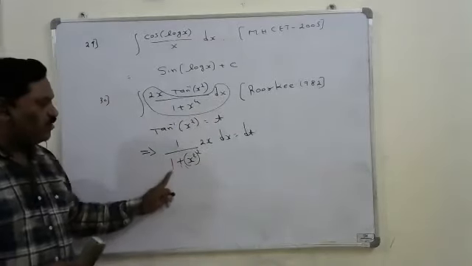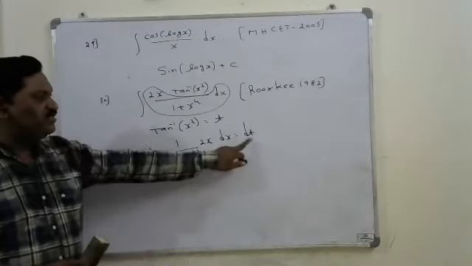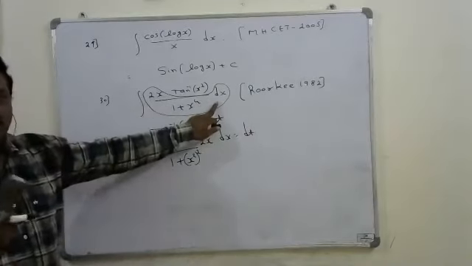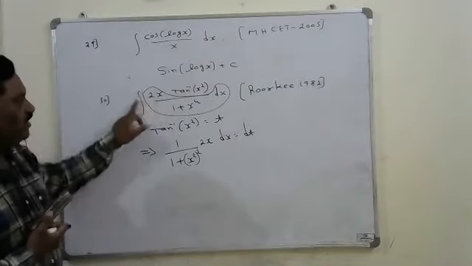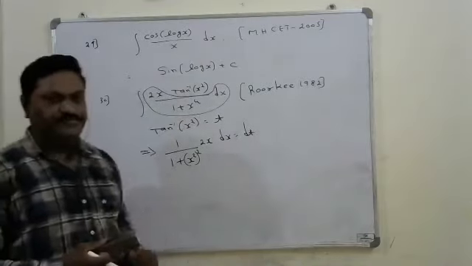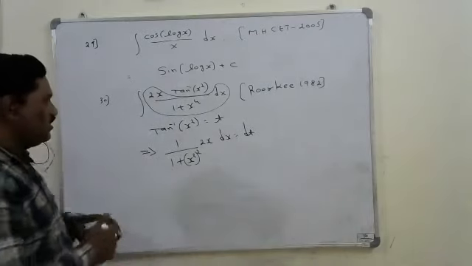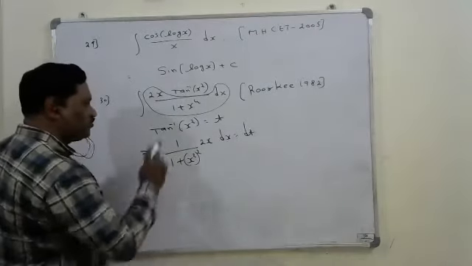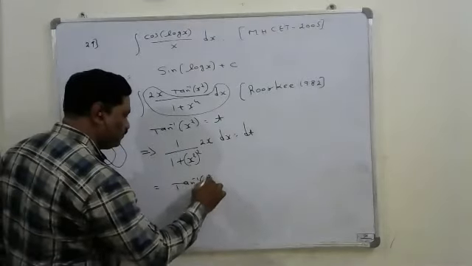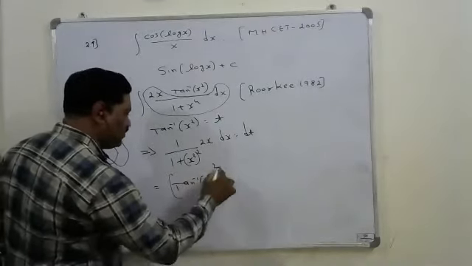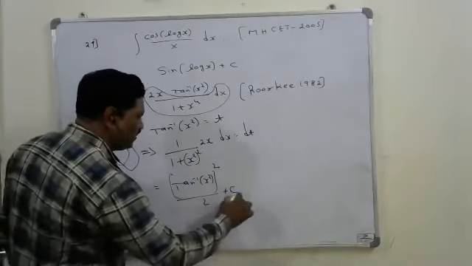So 2x upon 1 plus x power 4 dx is equal to dt. This entire value is equal to dt. Then the problem becomes, you have taken this as t, integral t dt. Integral t dt is t square by 2. T square means (tan inverse x square) whole square by 2 plus c, which is the answer.